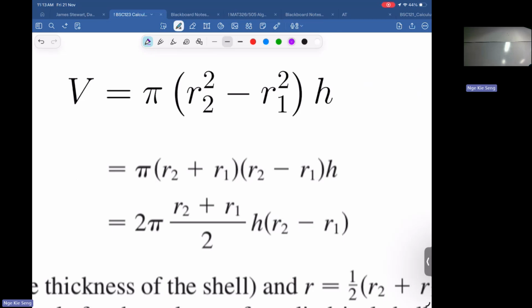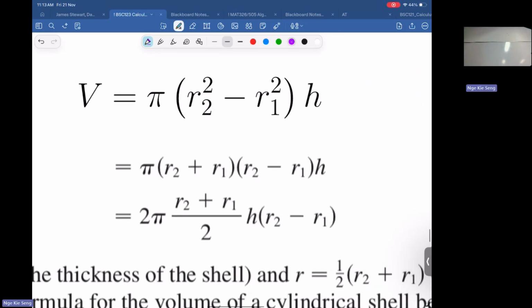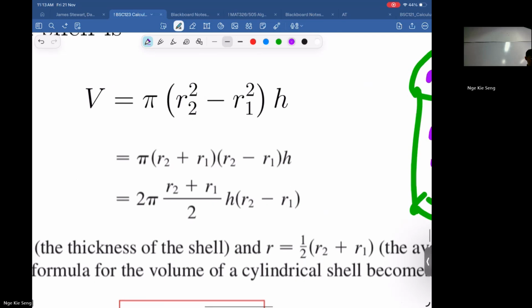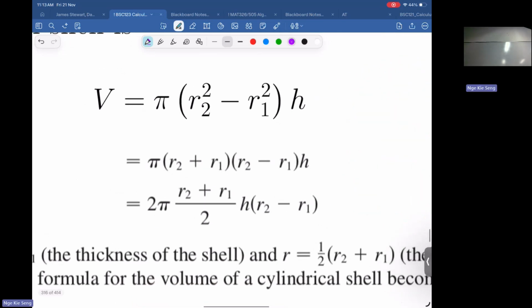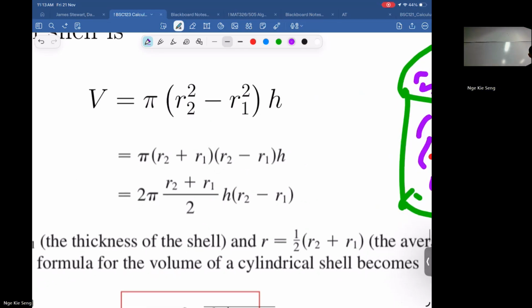Then what you see here is, if I rearrange into this form, so what's this form? This form is 2 pi times (R1 plus R2) over 2 times height times the distance between R2 and R1. Okay, so what can you imagine here?